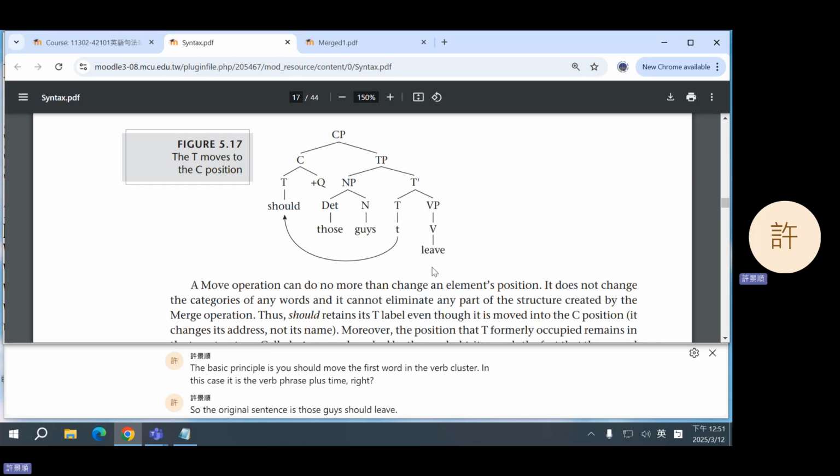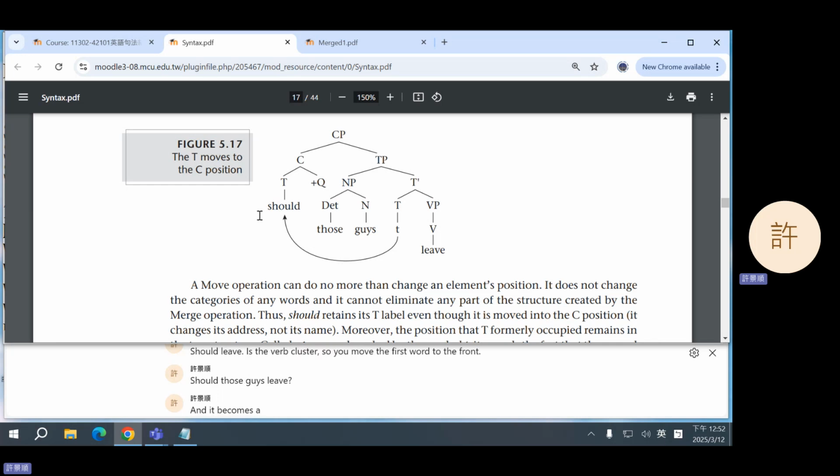Should leave is the verb cluster. So you move the first word to the front. Should those guys leave? And it becomes a yes or no question. So this is the first kind of question.